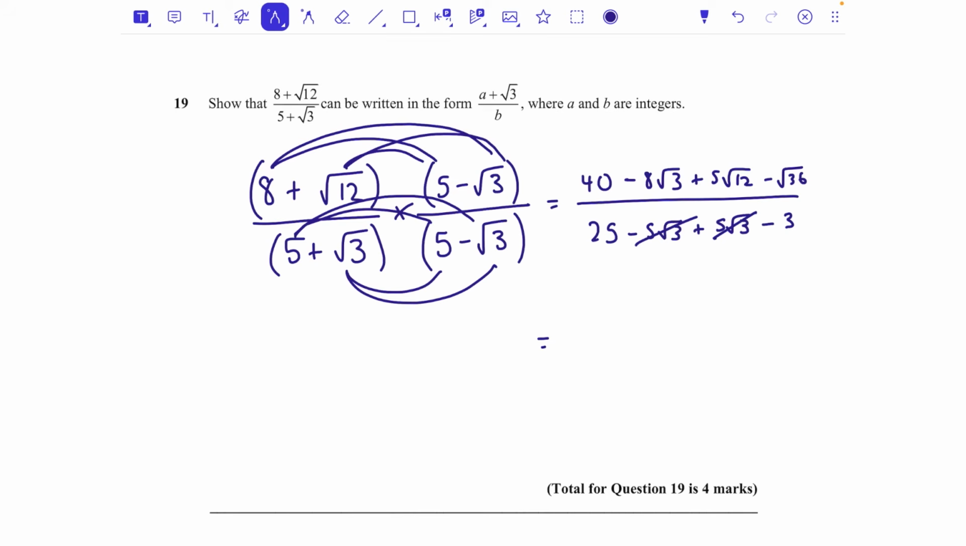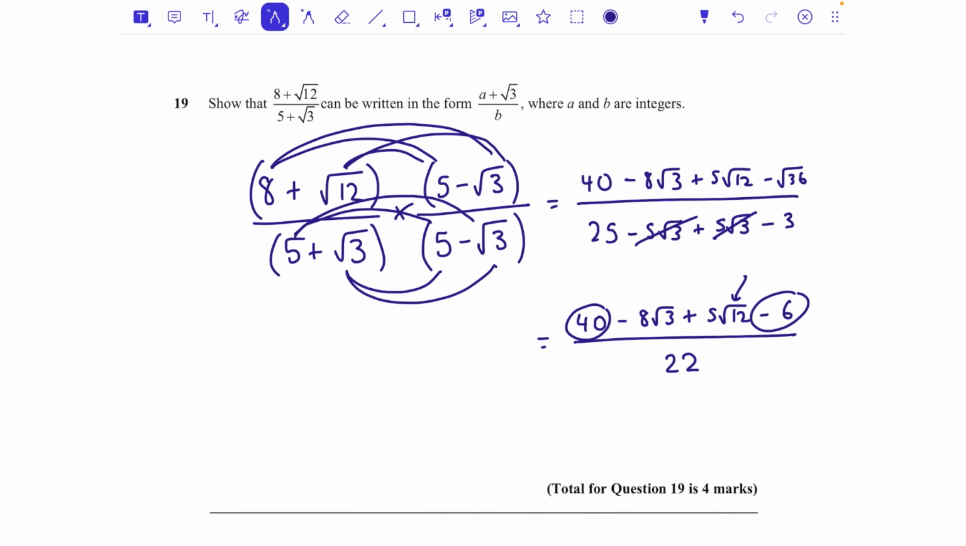Now on the numerator, I've got 40 minus 8 root 3, add 5 root 12 minus 6, because that's the square root of 36. And on the denominator, I've got 25 take away 3, so 22. Now 40 take away 6 I can do, and I can simplify this bit.